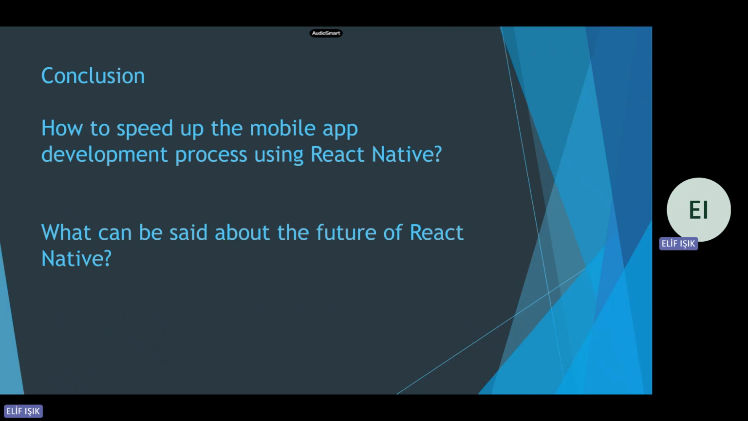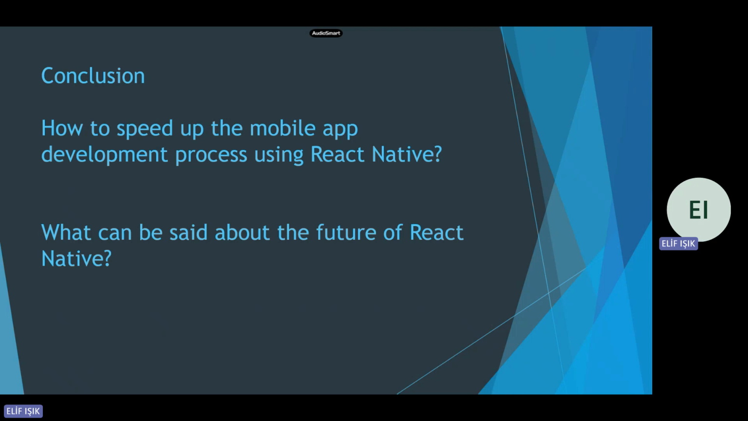How to speed up the mobile app development process using React Native? What can be said about the future of React Native? To speed up the mobile app development process using React Native, the following methods can be applied. Firstly, it is possible to write code using the libraries and components provided by React Native. This increases the reusability of the code and saves time in the development process. The hot reloading feature of React Native allows instant changes to be seen on the device the app is running on. This speeds up the development process and makes live previews of the app easier.